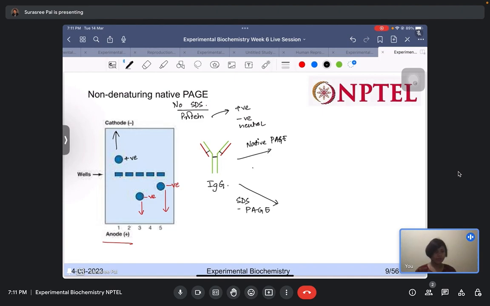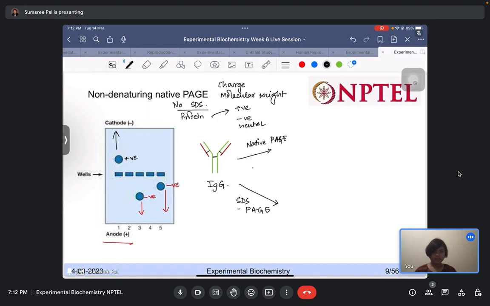That is why it is called native, because there is no SDS used, so proteins are not uniformly charged. So here the proteins will not be separated only according to their molecular weight, but according to their charge and molecular weight. Both these factors will come into play. The proteins will be separated according to their charge as well as their molecular weight.